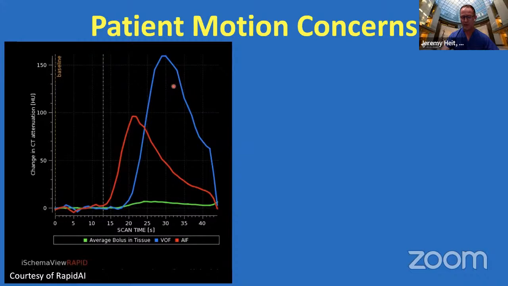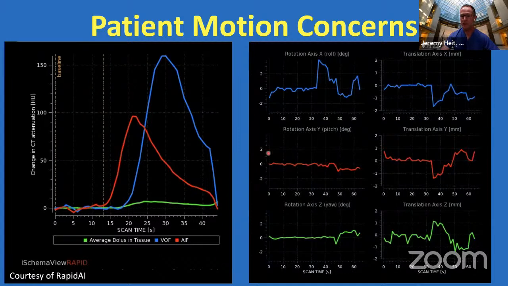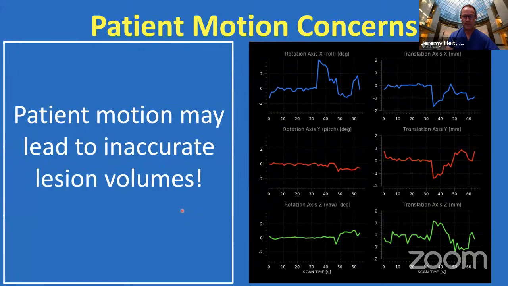They kind of slowly trail off to a very late time. They don't level off like we showed you. And so you'd be concerned just based on the appearance of this alone. When we look at these motion maps, we can see that right around 35 seconds, the patient starts moving all over the place. And that's going to give you a poor concentration time curve. And then your images are going to be corrupt, which means you may inadvertently have errors in your core and your penumbra volumes.